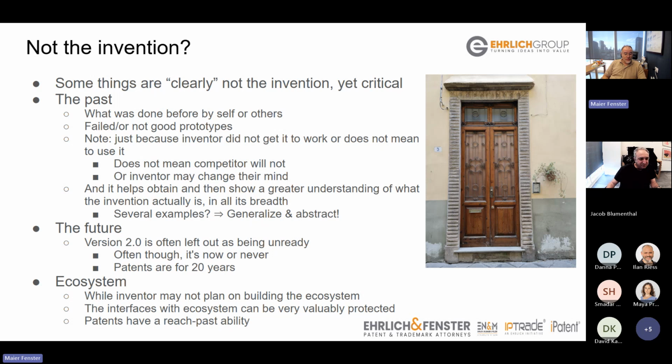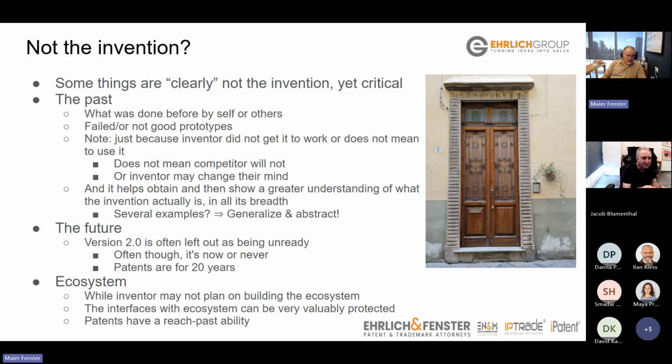We talked before about version 2.0, that it wasn't invented yet. Well, maybe it will never be invented. There's often an ecosystem. Maybe it doesn't exist yet, and the inventor is definitely not planning on building it. But at the very least, the interface between what you're doing with the ecosystem, that can give you very valuable protection. And we should always remember, patents can reach past the products that you're selling.